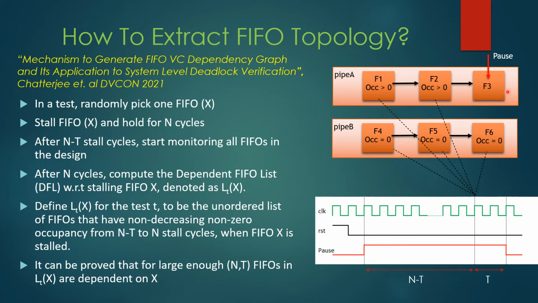So to give an example, let's suppose a design has two pipes, pipe A and pipe B, and in one of the tests we stall F3, and we hold the stall for a long duration of time. So the independent path drains out and the FIFO occupancies in the independent path become 0. So at the end of the test, when we see that F1 and F2 cannot drain out, we can infer that F2 and F1 are dependent on F3. So we start drawing edges from F3 to F2 and F3 to F1. And then in different tests, we repeat this by stalling different FIFOs and combine all that information into a single graph to create this FIFO VC topology.